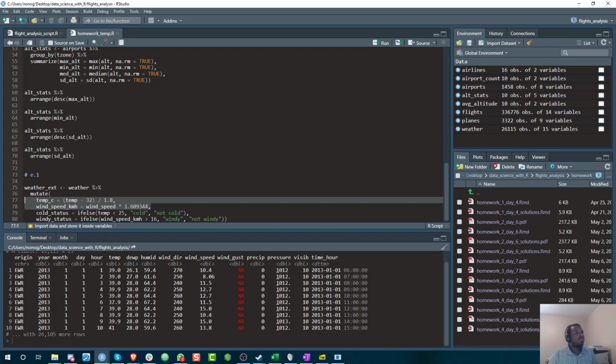Create two new columns with the following specifications. Let the first column be called cold status. If you are not in the United States you would say status, but in American English they say status. So let the first column be called cold status with the value cold if the temperature is below your temperature threshold and not cold otherwise. Let the second column be called windy status and the value windy when the wind speed is above your threshold and not windy otherwise.